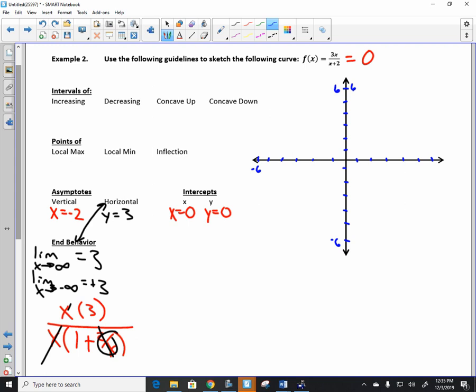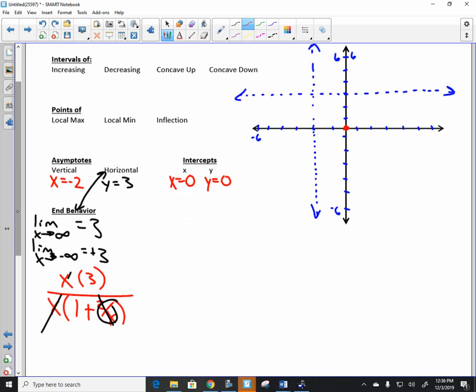We have a vertical asymptote of x equals -2. We have a horizontal asymptote of y equals 3. I know it passes through the point (0, 0). You must, on the test, use your first and second derivative test in order to confirm the other pieces. Let us talk about this.